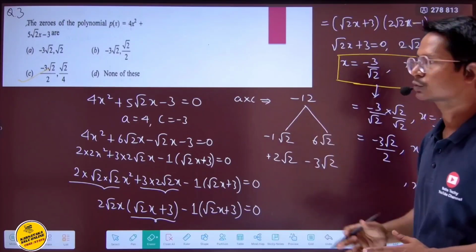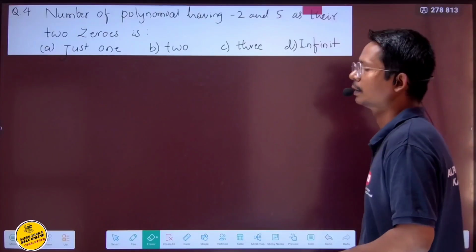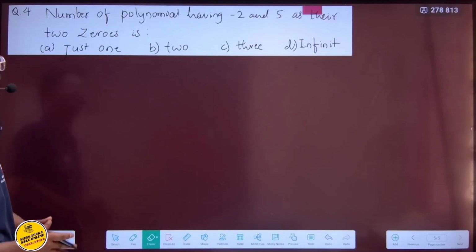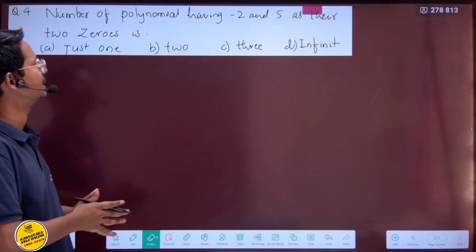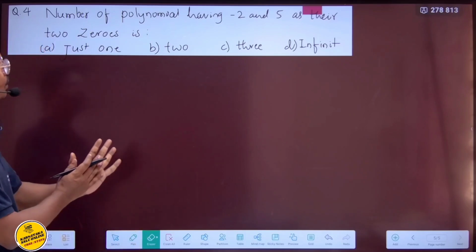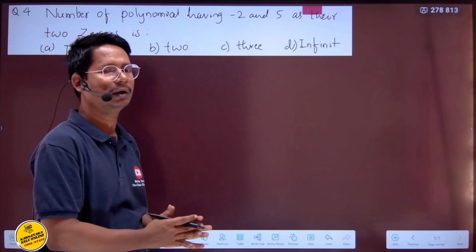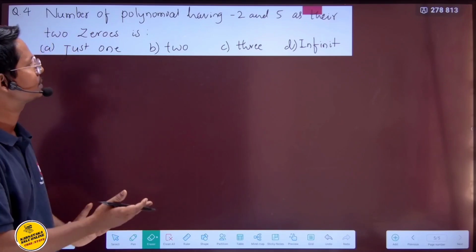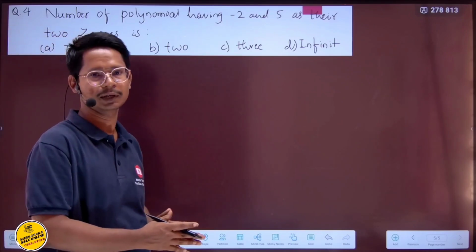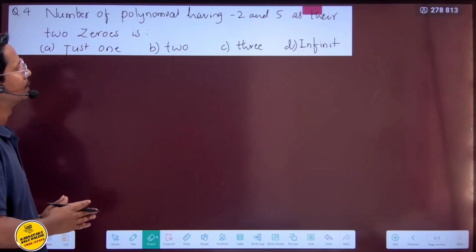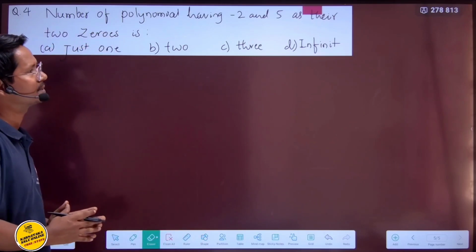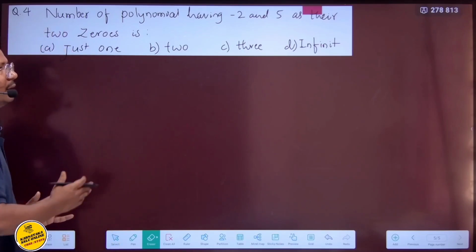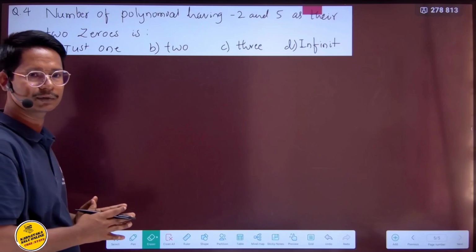Okay, we'll see the next question. The number of polynomials having minus 2 and 5 as their two zeros is... so here they are given two zeros, and how many polynomials are possible where the zeros can be again minus 2 and 5 only. As two zeros are given, we will represent these as alpha and beta, and we will also find the sum of zeros and product of zeros.